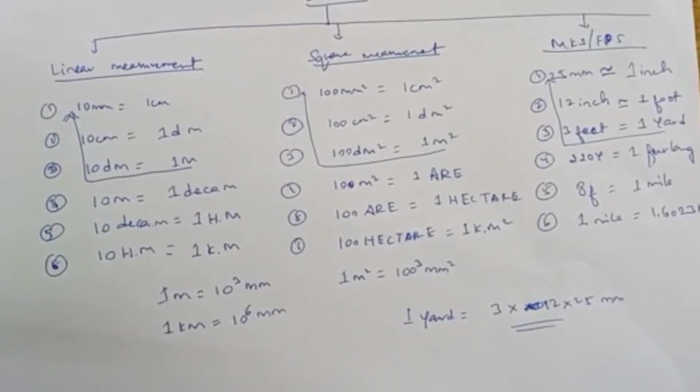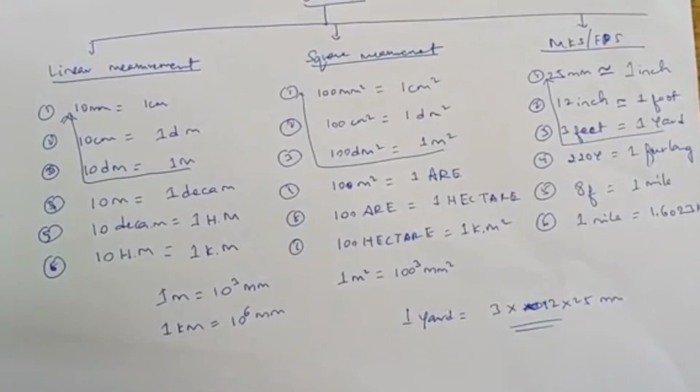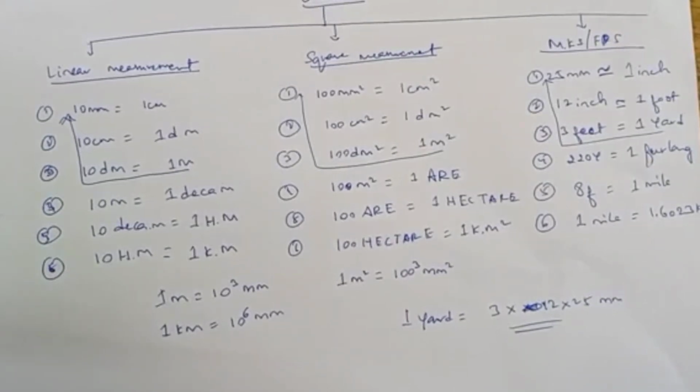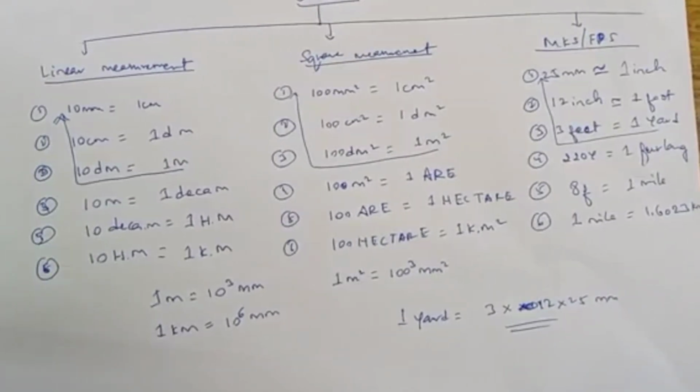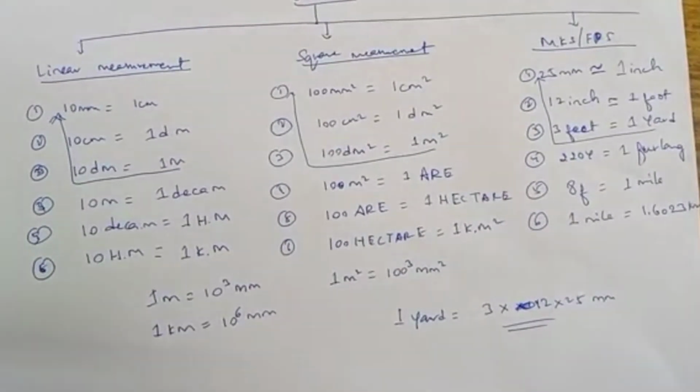Conversion of the units is very important here. How many centimeters are equal to how many mm, and how many centimeters are equal to one decimeter, we can find out from this.